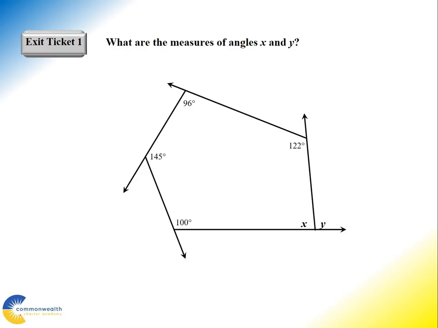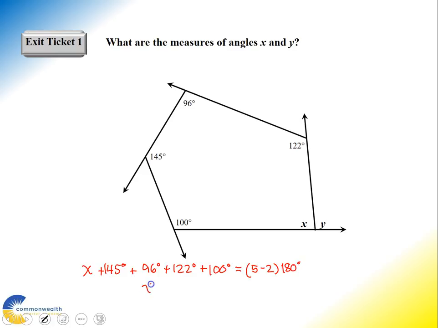So, I know that x plus 145 degrees, plus 96 degrees, plus 122 degrees, plus 100 degrees should total the formula. There are 5 sides on a pentagon, so it's 5 minus 2 times 180 degrees. So some simplifying on both sides.